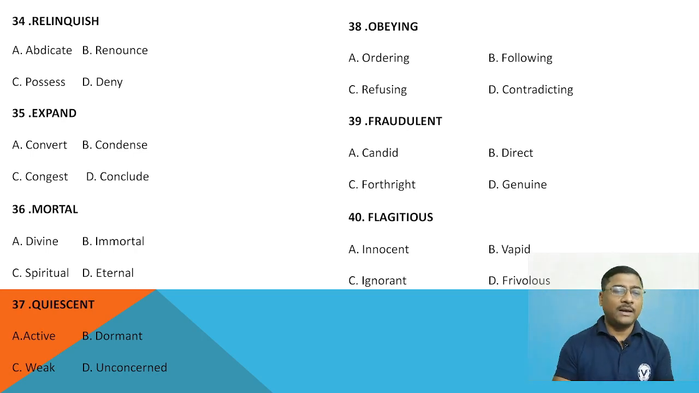Expand, well, that's simple. Convert, condense, congest, conclude. So the antonym of expand is condense. Condense means, for example, water condenses into ice. Congest means congestion, choke हो जाना, to get choked, और बहुत ज़्यादा भीड़ हो जाना, that is congestion. Traffic congestion we say, nasal congestion we say, है ना.